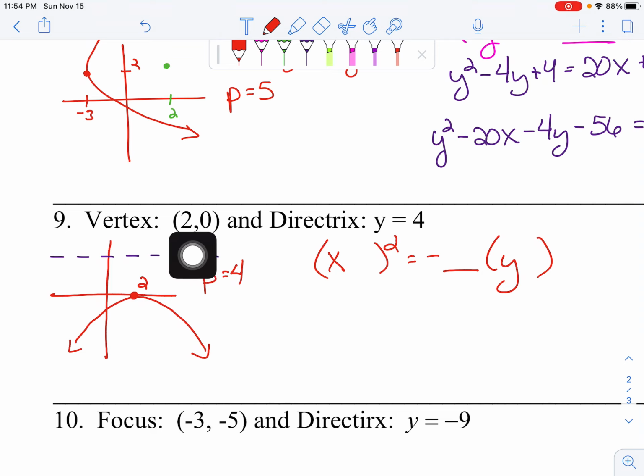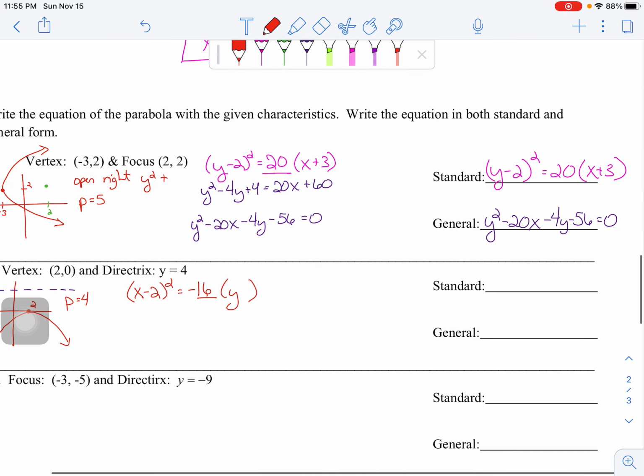All right, so let's go ahead and attach the vertex to the x and the y. So -2, again, plus or minus won't matter. You don't have to put anything with y because I would clean that out anyway. My focal distance is 4, so I'm going to multiply that times 4, and that's going to be 16. So my standard form equation here would be (x - 2) squared is equal to -16y.